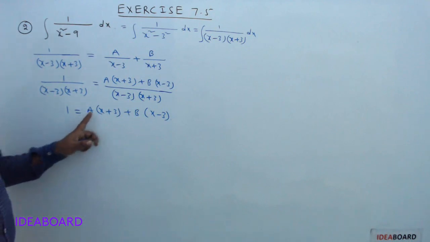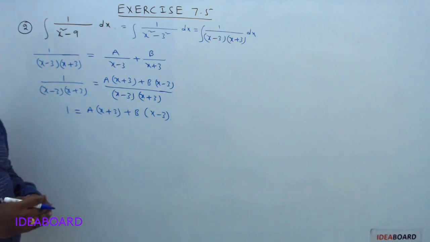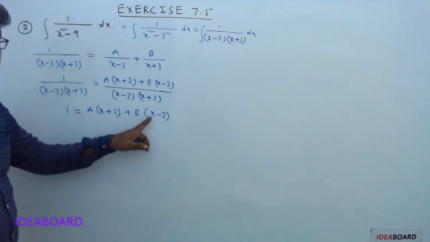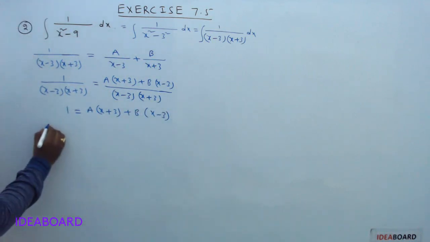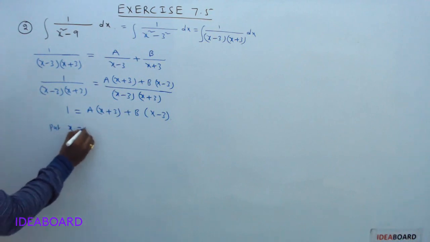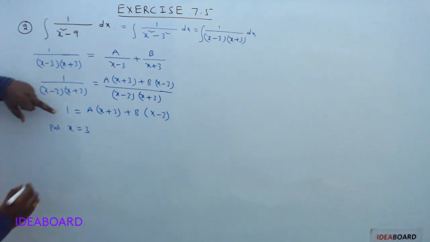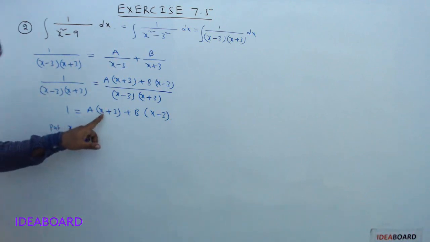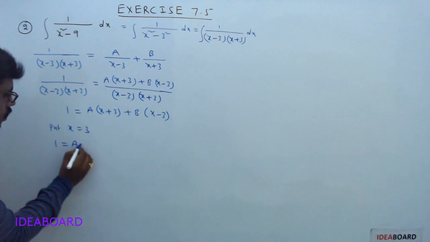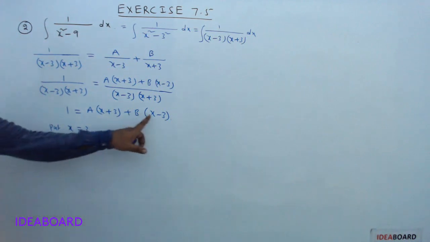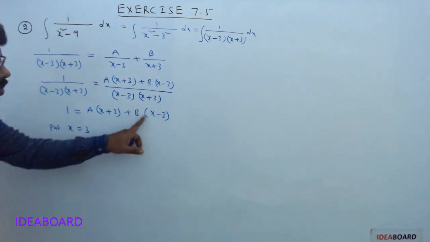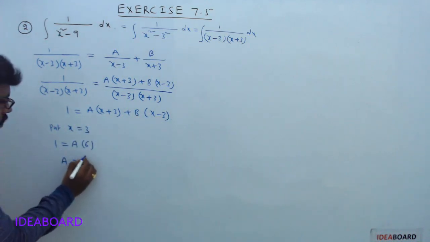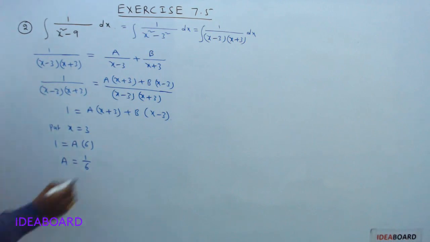To find the value of a, make the other term 0. So how to make the other term 0? By substituting x equal to 3. Now write down x equal to 3. By substituting x equal to 3, the LHS part will be 1. x value 3, now 3 plus 3 is 6. So a into 6. It is 3 minus 3, 0. b into 0 is 0. So 1 equals a into 6. What is the value of a? 1 by 6.